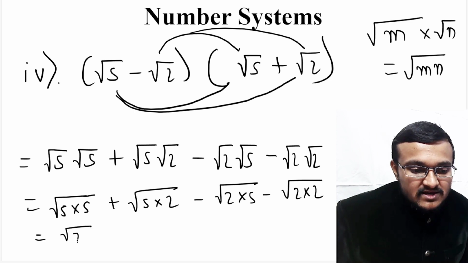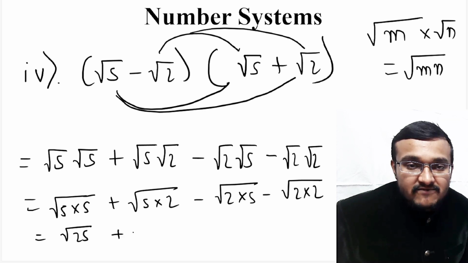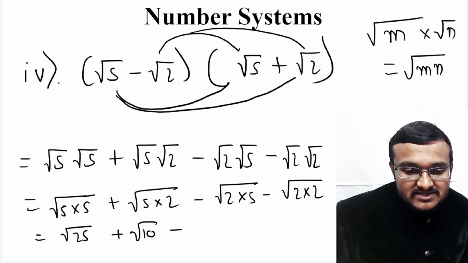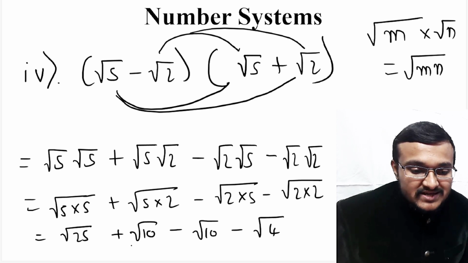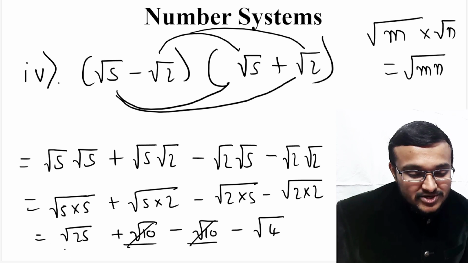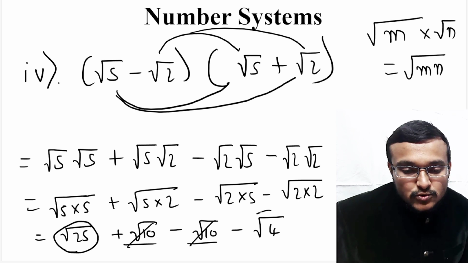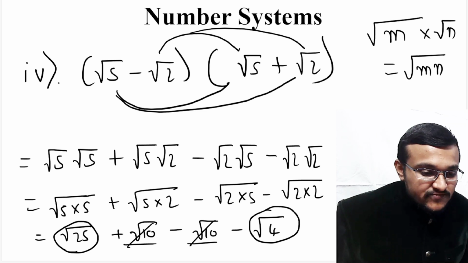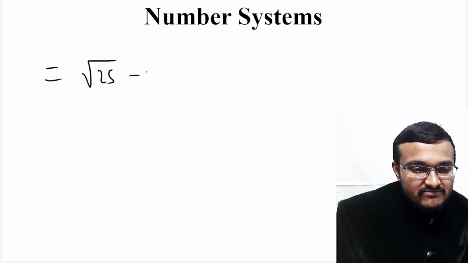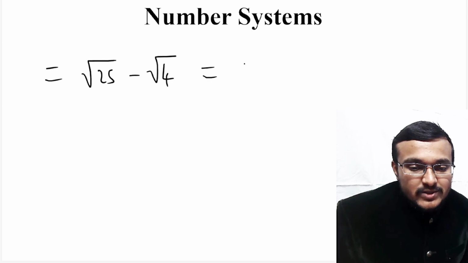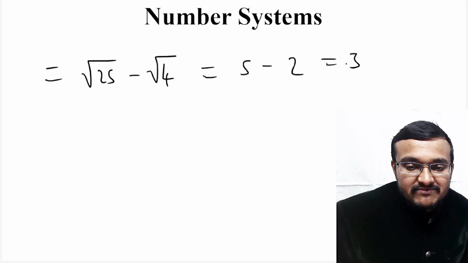So 5 5s are 25, plus 5 2s are 10, minus here also 2 into 5 is 10, minus 2 into 2 is 4. So here you can see plus root 10 and minus root 10 are there. So these two get cancelled with each other. So the only terms remaining here are root 25 and minus root 4. So that means here we are getting root 25 minus root 4. So root 25 is 5, root 4 is 2. So 5 minus 2 is 3.